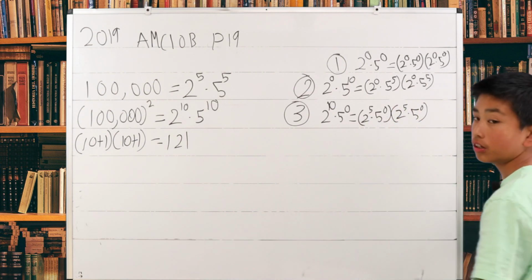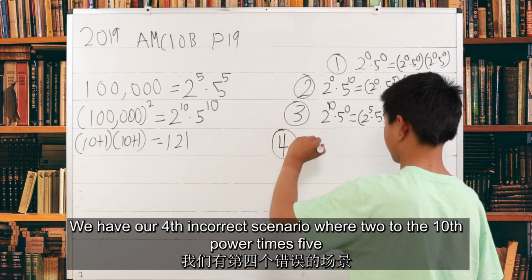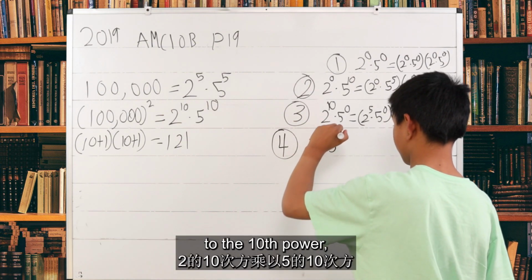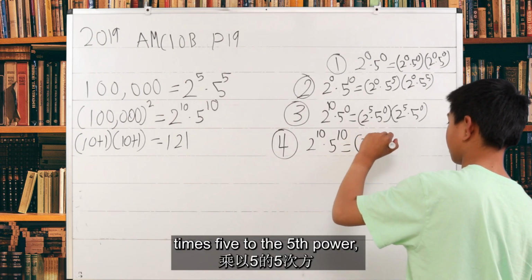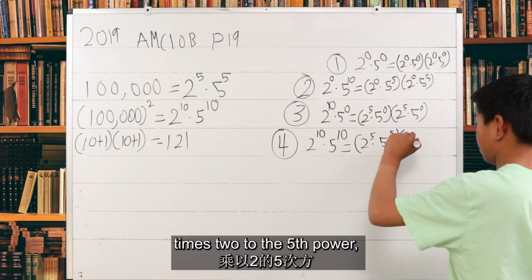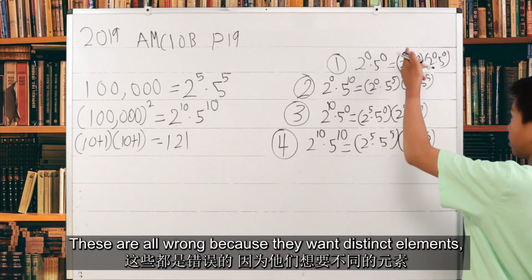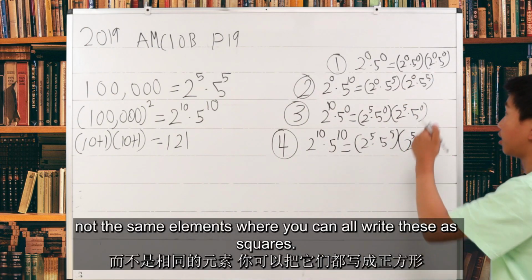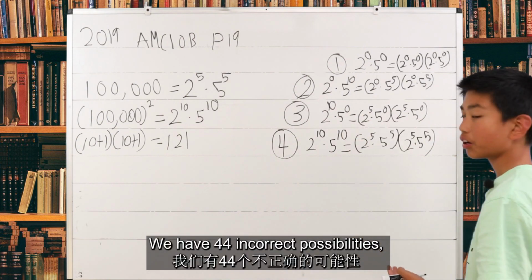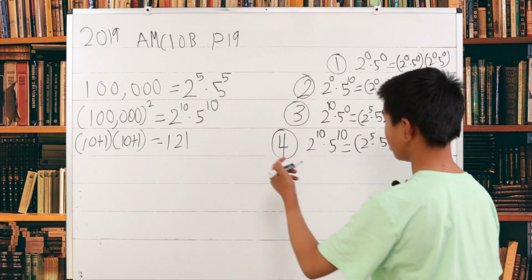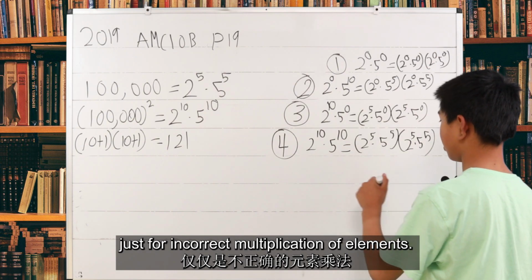This is also wrong. We have our fourth incorrect scenario, where it's 2 to the 10th power times 5 to the 10th power, where it's written as 2 to the 5th power times 5 to the 5th power times 2 to the 5th power times 5 to the 5th power. These are all wrong because they want distinct elements, not the same elements, where you can write all these as squares. So we have four incorrect multiplications of elements.